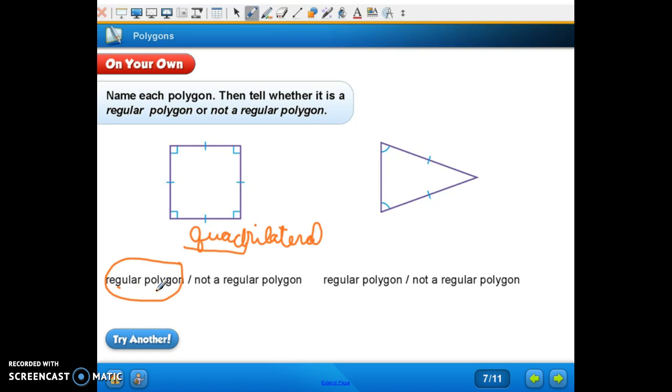Okay. How about this triangle? Are all of its sides congruent? No. This side is not the same as those. And are all its angles congruent? No. So it is not a regular polygon. And let's name it by its sides. It's a triangle.